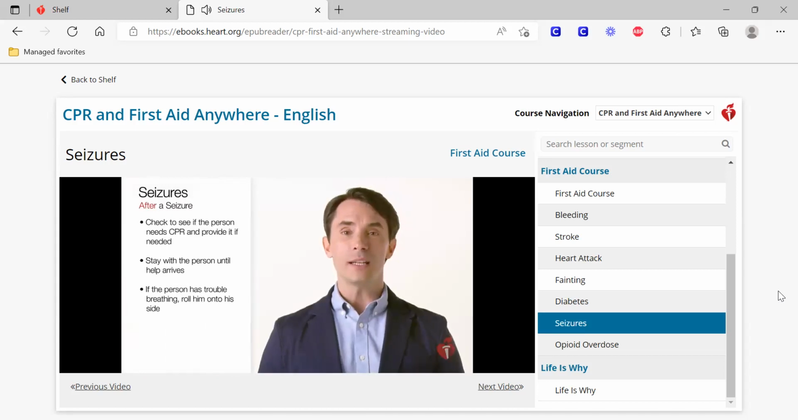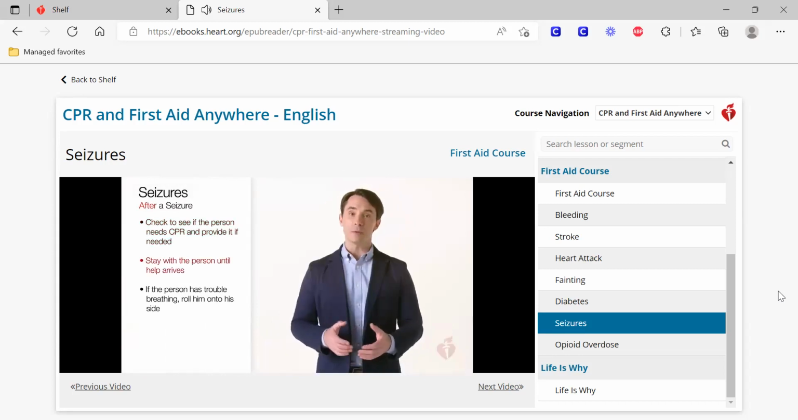After a seizure, quickly check to see if the person is responsive and breathing. If the person is unresponsive and not breathing normally or is only gasping, provide CPR. Stay with the person until help arrives. If the person is having trouble breathing because of vomiting or fluids in his mouth, roll the person onto his side.